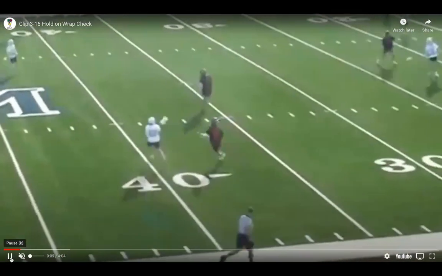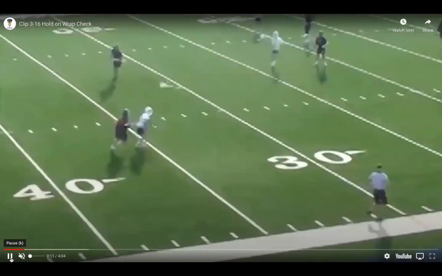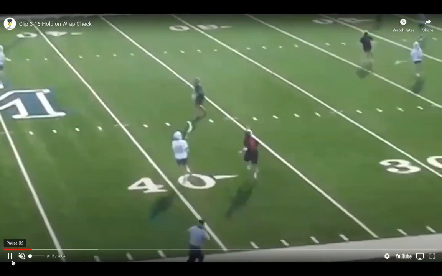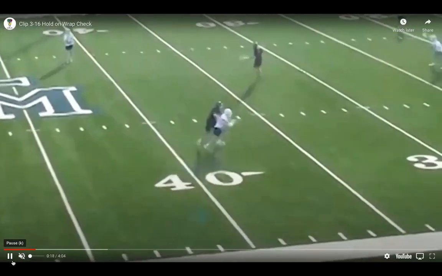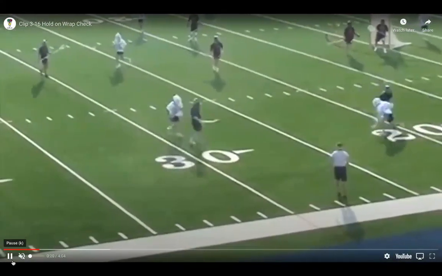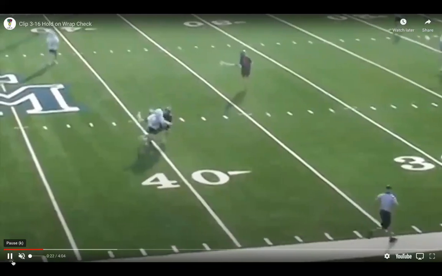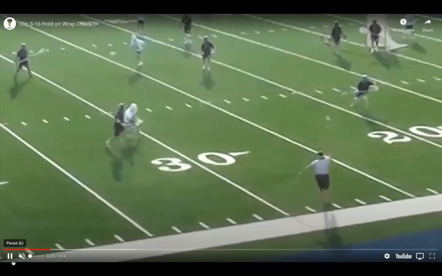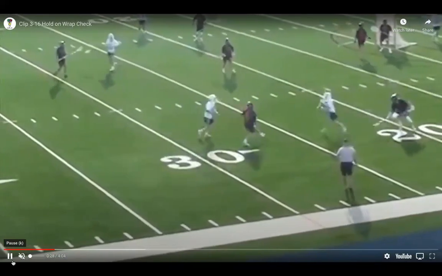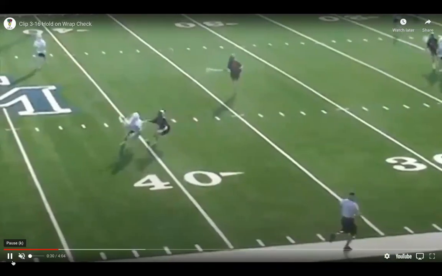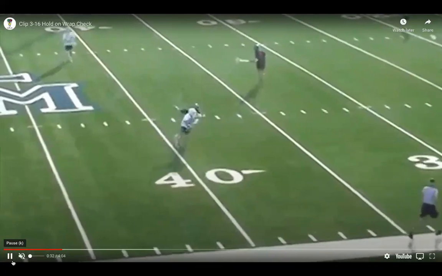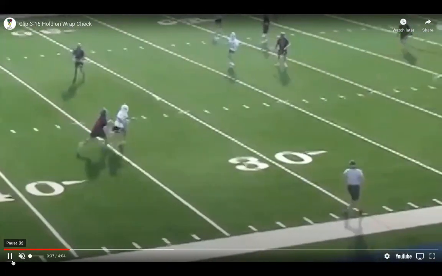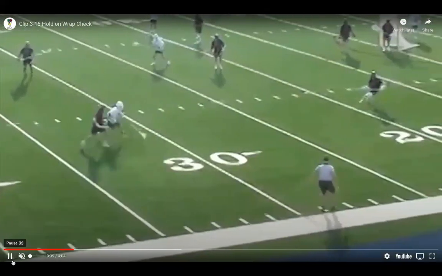Watch one more time. Where does the hold take place? White player possesses the ball. Where does the hold take place? It's kind of hard to see, but watch the black player's free hand. He grabs the white player on his shoulder and then applies the check. Watch his free hand, grab, wrap check. Good wrap check right on the stick.